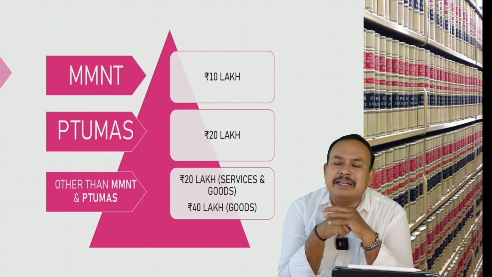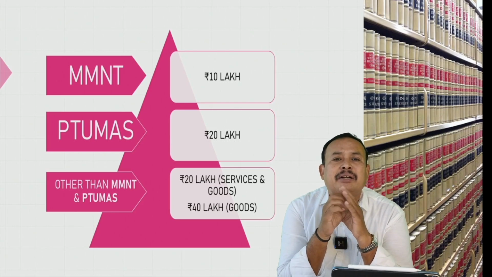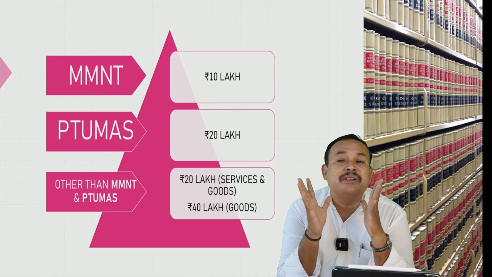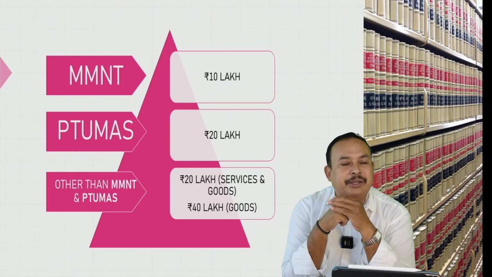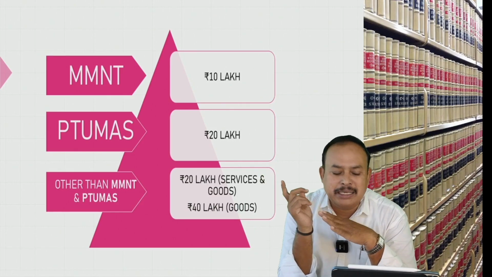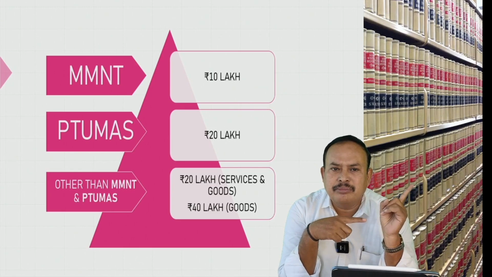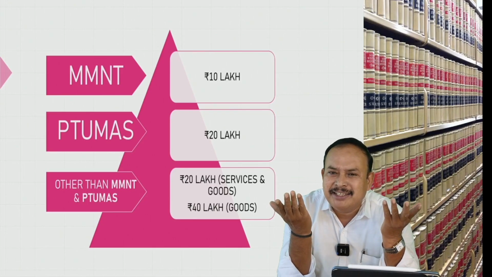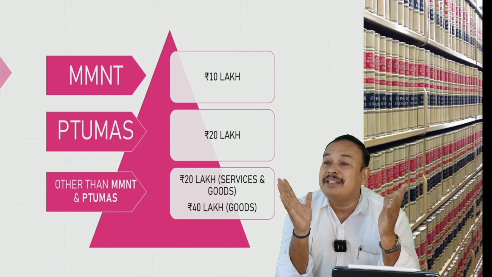Now please come back. What is the point I referred to? MMNT, turnover limit for registration. Manipur, Mizoram, Nagaland, Tripura. Speak out. Threshold limit? Loudly speak out, please. 10 lakhs. Very good. PT UMAS. P stands for Pondicherry, T, U, M, A, S. Excellent. Turnover limit 20 lakhs.